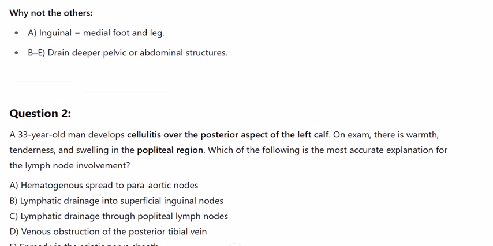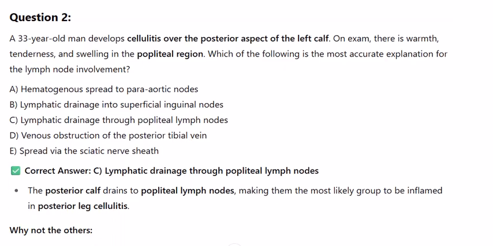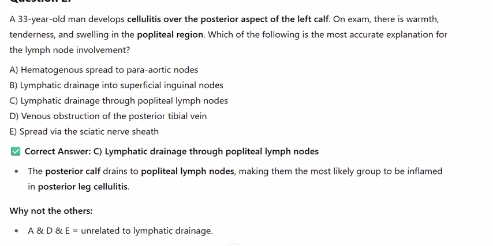Question 2. A 33-year-old man develops cellulitis over the posterior aspect of the left calf. On exam, there is warmth, tenderness, and swelling in the popliteal region. Which of the following is the most accurate explanation for the lymph node involvement? A. Hematogenous spread to para-aortic nodes. B. Lymphatic drainage into superficial inguinal nodes.